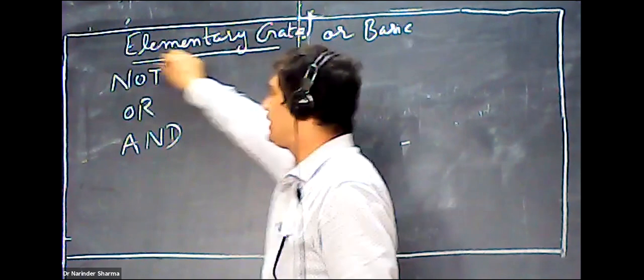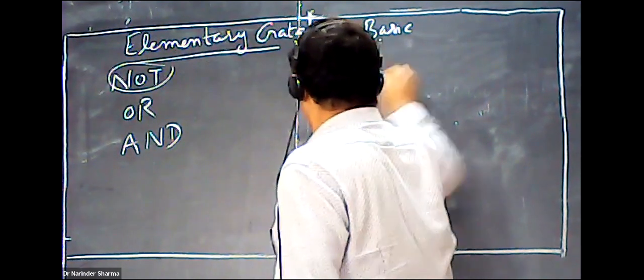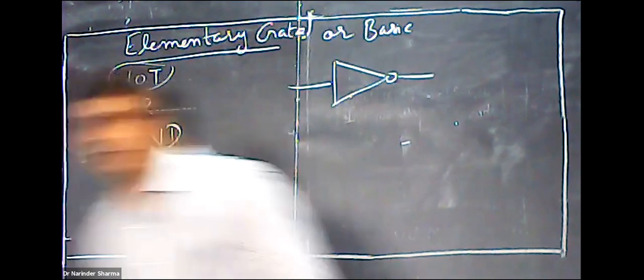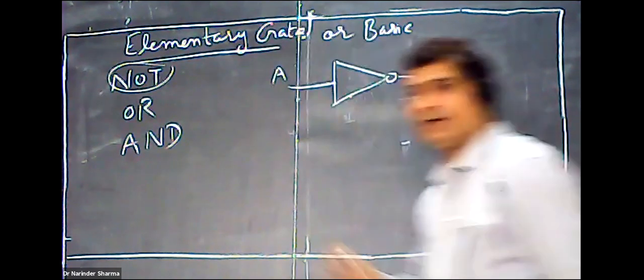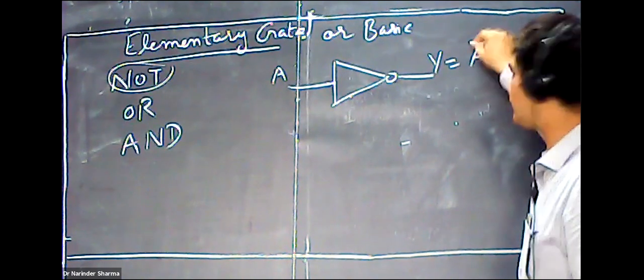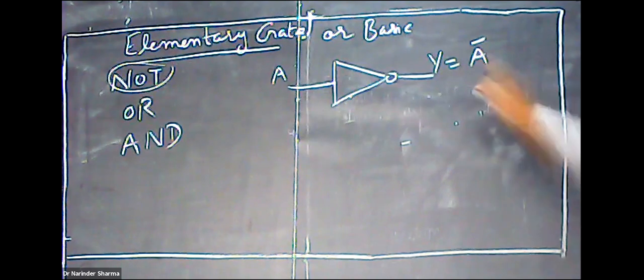First of all, we will understand the NOT gate. This is the symbol of the NOT gate. It has one input, let us say named A. Its output is Y, that is always a complement of the input. If the input is A, the output would be A bar.